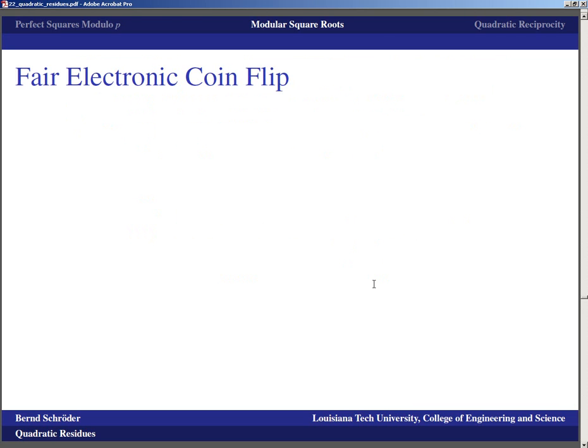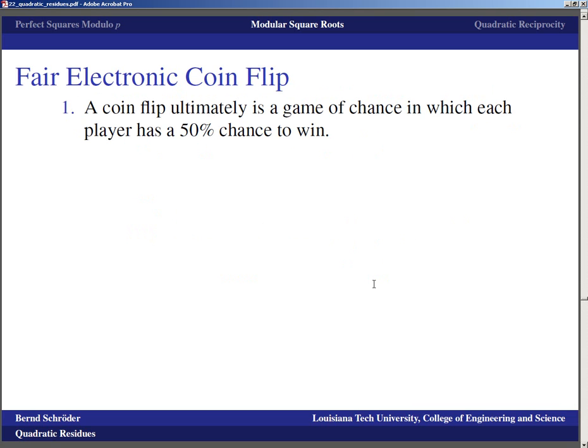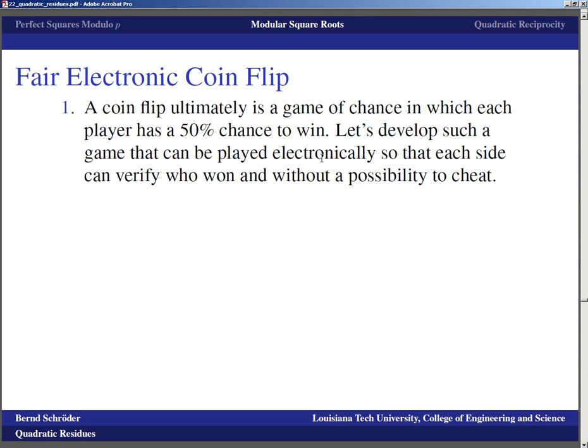Okay, so that leads us to this idea of a fair electronic coin flip. How could that go? Well, ultimately we have to remember that technically a coin flip is nothing but any game of chance in which each player has exactly a 50% chance to win, and the main thing to then set that up fairly, electronically or otherwise, is to make sure that there really is a 50% chance. So here is how this could be done electronically. We want to develop that so that it can be played electronically and so that each side can verify who won and without a possibility to cheat.